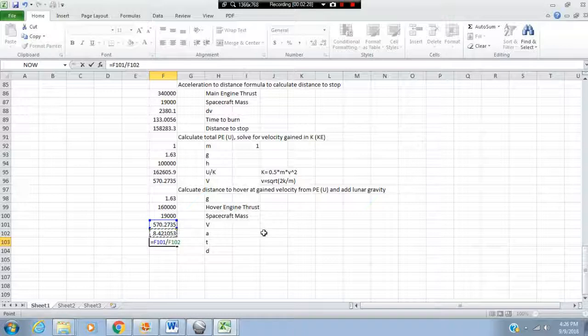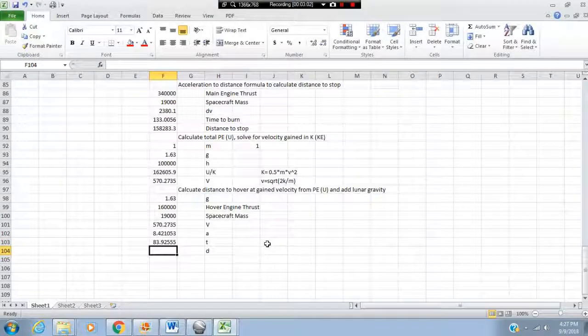Okay, so we're going to have a final velocity of 570 meters per second, and we need to kill it with whatever that is. But here's where you need to be extremely careful. You don't have 8.42 meters per second to slow down with because you're fighting the moon's gravity. So this is where you have to be careful. Minus the gravity of the moon. That's critical. If you don't subtract this, you will not be accounting for the gravity of the moon. You will slam into the surface.